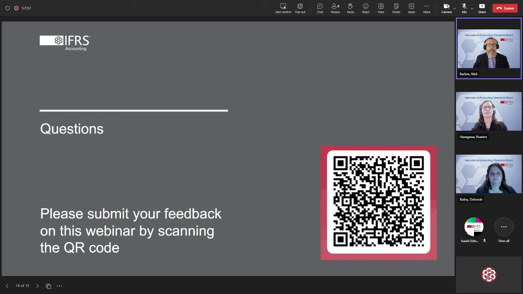Yes, that would be a correct understanding. So as Deborah explained, only subtotals of income and expenses would qualify as management defined performance measures. So anything that would be non-financial would not be included within this scope. Thanks very much for that, Nick.